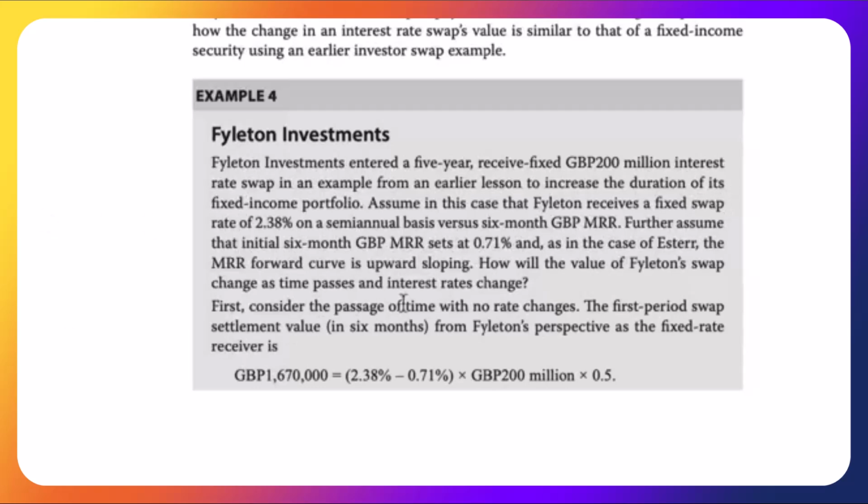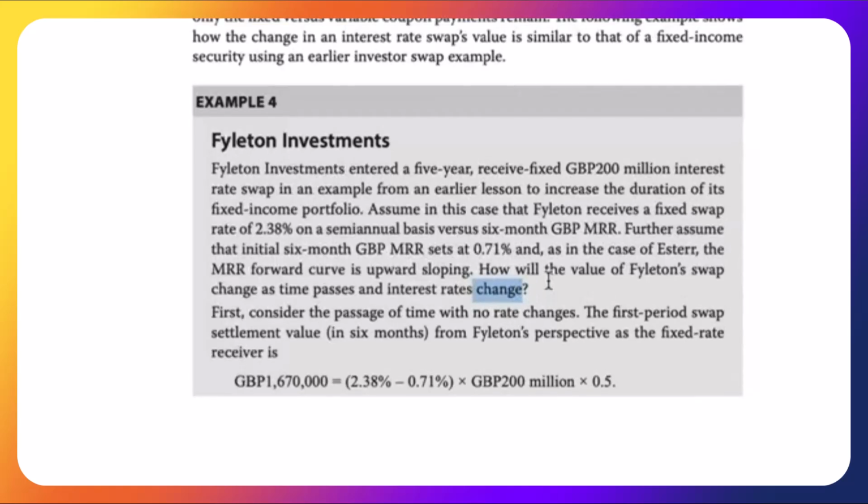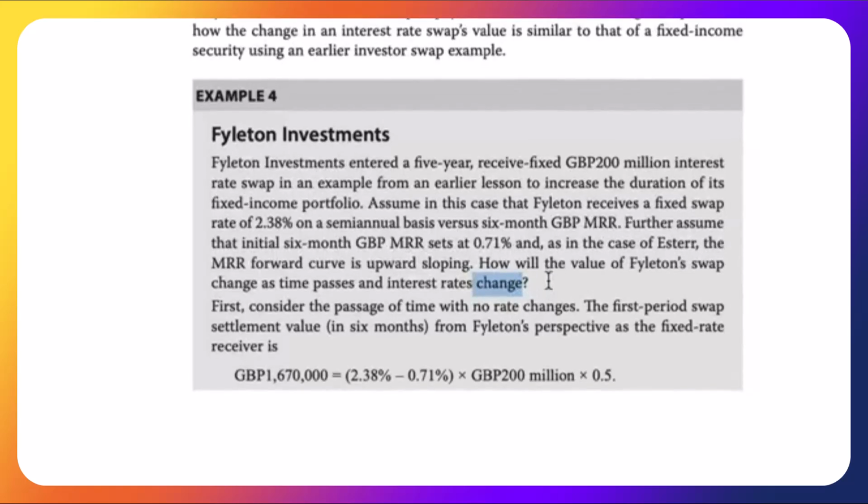Let's stop right there and I'll highlight this so we can see exactly where we left off. We are going to be receiving 2.38% on a semi-annual basis, so our first payment that we would receive is 1.19% of the 200 million. And we'll be paying half the 0.71%, and since all rates are quoted annually, that 0.71 we divided by 2, we'll get 0.355 of the 200 million. The important thing is we'll be receiving more money than we'll be paying out.